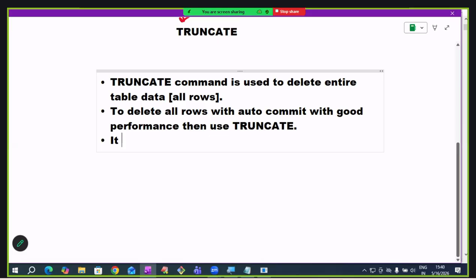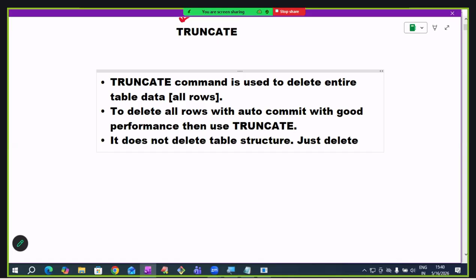It deletes entire table data. It does not delete table structure. Just it deletes entire table data. Structure will be existed. How to use it?